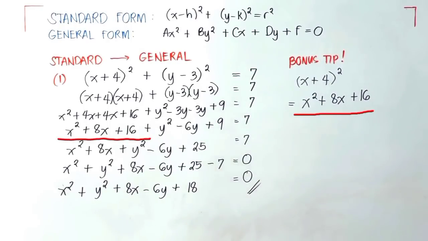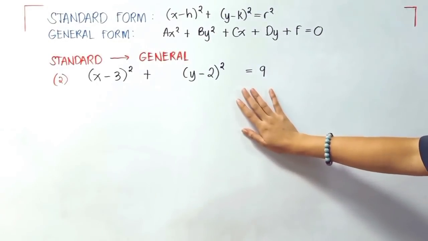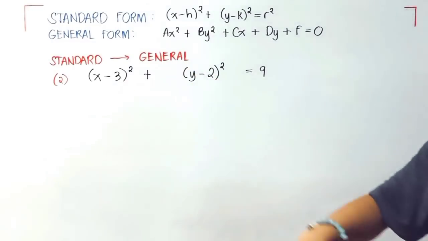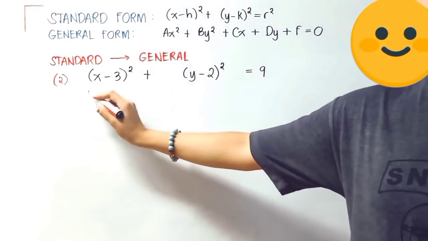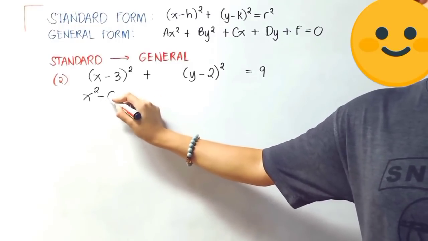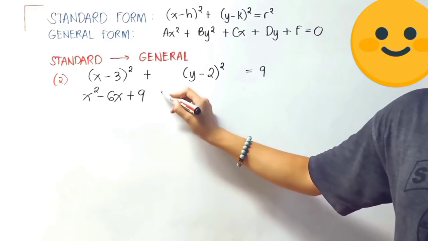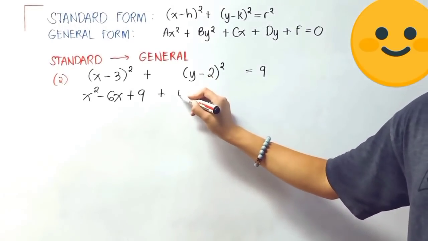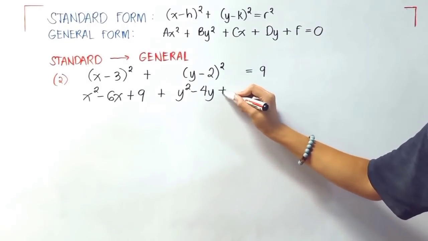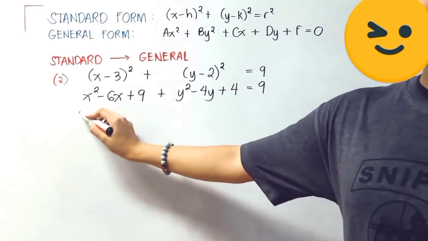Let's have problem 2. We have here a new given. Remembering the bonus tip, we have x raised to 2 is x squared. Negative 3 times 2 is negative 6, just add x. Negative 3 squared is positive 9. Y raised to 2 is y squared. Negative 2 times 2 is negative 4, just add y. And then negative 2 squared is equal to 4.